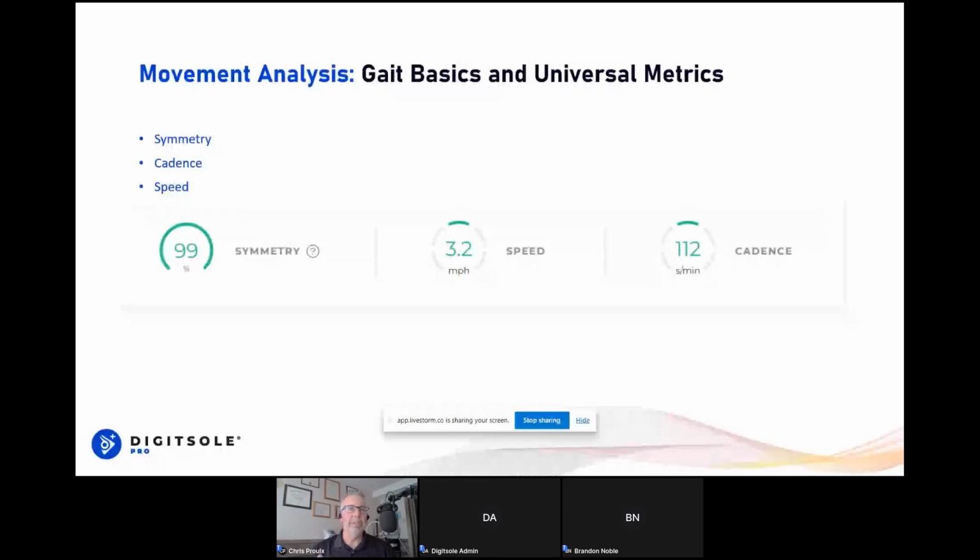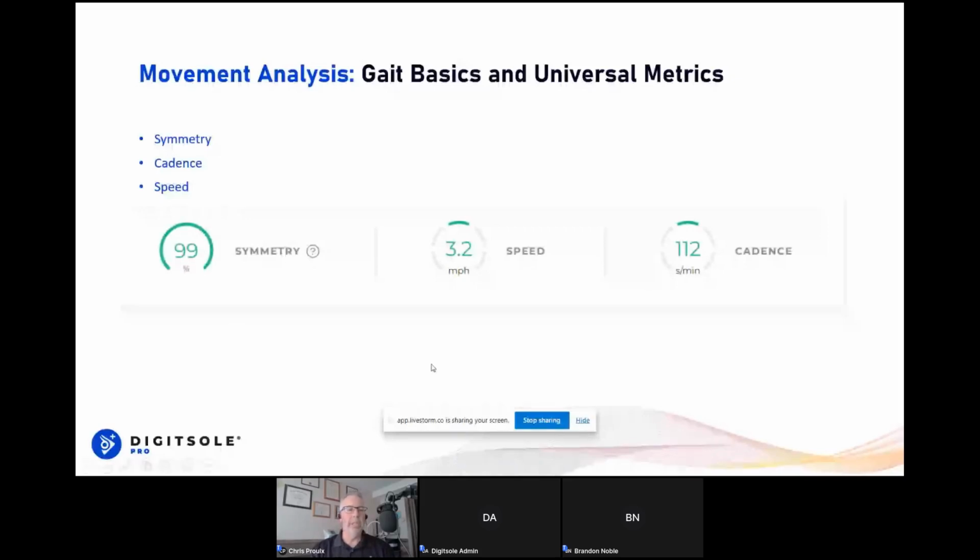And then the cadence is the number of steps per minute. So this is where we're actually going to take into consideration that speed along with the length and the duration of those steps. And again, we've got some normative data, and what you're looking at here, they're all in green.